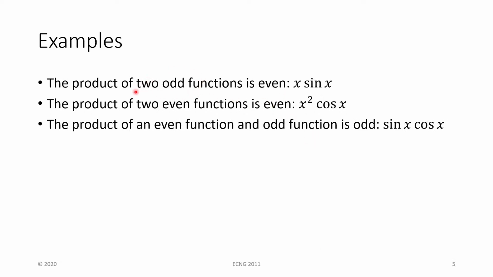Yes, and also, odd and even functions for products basically follow these properties here. If you multiply two odd functions, the resultant function will be even. If you multiply two even functions, you will end up getting a resultant even function as well. And if you multiply an even and an odd function, you will end up with an odd function in particular.